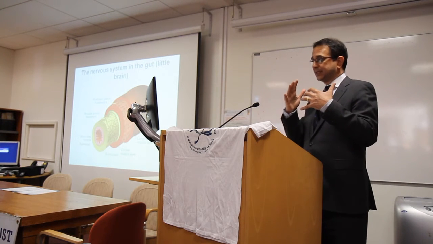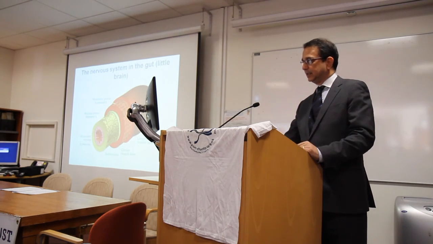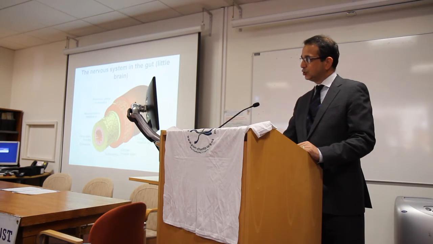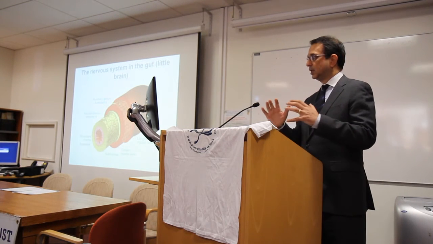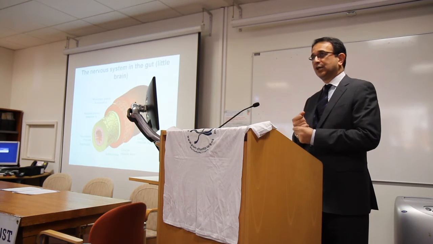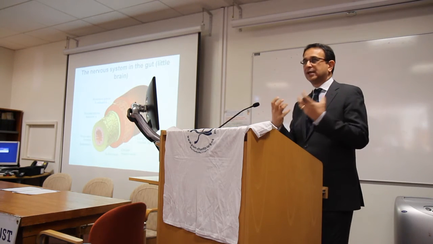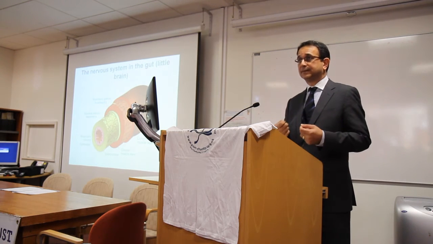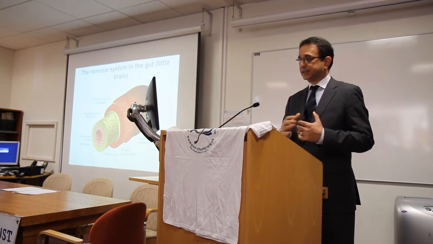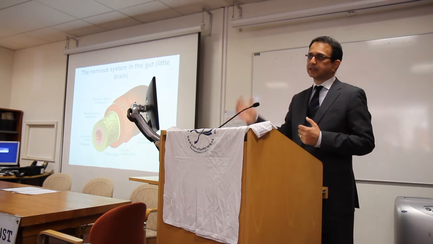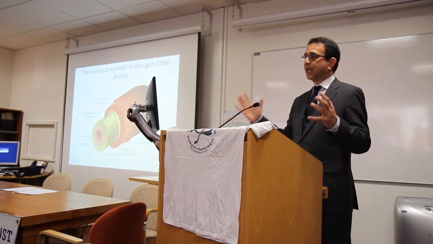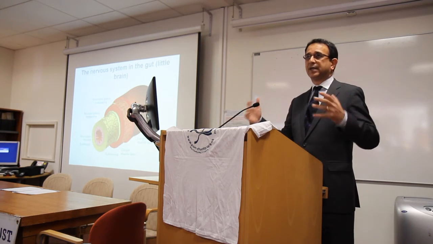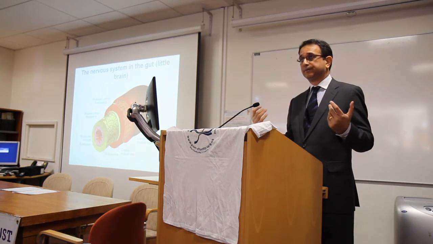So there are two layers of muscles underneath the lining: the inner is circular, the outer is longitudinal. Between these two layers of muscles, there is another plexus of nerves called the enteric plexus. These are together known as the enteric nervous system. Enteric means gut, the nervous system of the gut. What people don't realize is that this is a very extensive nervous system. There are as many nerves here in the gut as there are in the spinal cord, if not more.